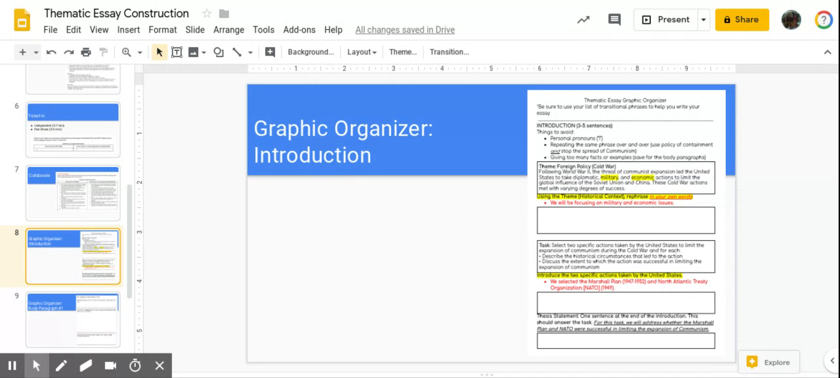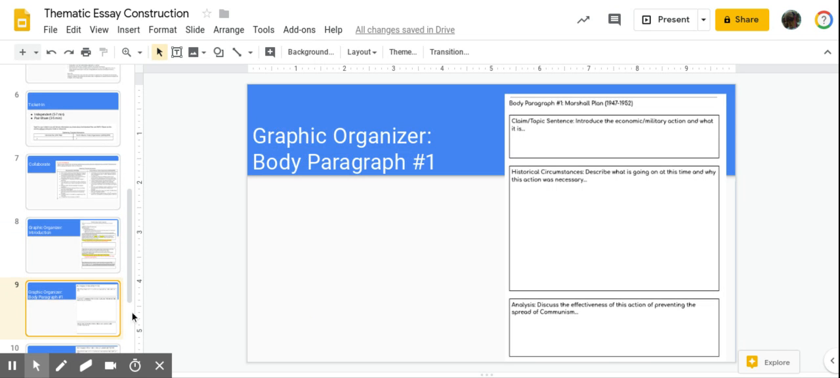Moving on to the task where they're picking two. We pre-selected the Marshall Plan and NATO, and then they come up with that thesis statement, going over that it should be one sentence at the end of the introduction that should answer the task, which in this case would be addressing whether the Marshall Plan and NATO were successful in limiting the expansion of communism.